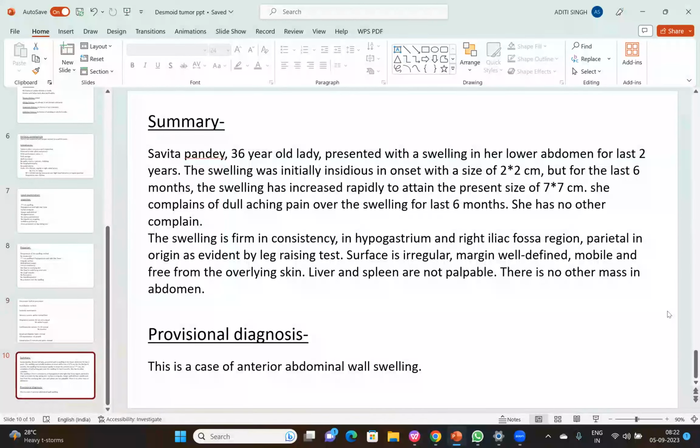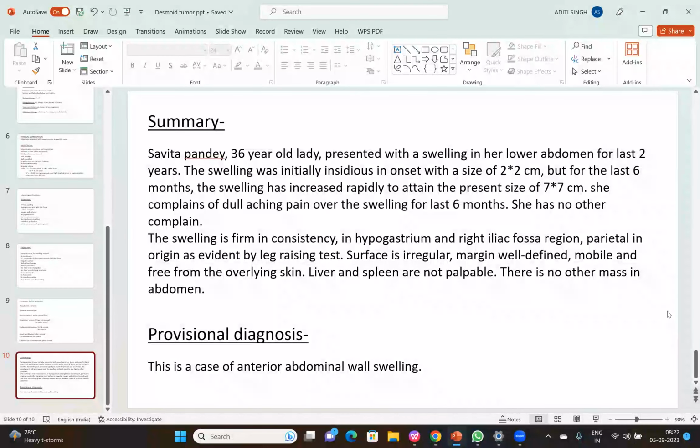Summary. Savita Pandey, 36-year-old lady, presented with a swelling in her lower abdomen for last 2 years. The swelling was initially insidious in onset with a size of 2 into 2 centimeters, but for the last 6 months, the swelling has increased rapidly to attain the present size of 7 into 7 centimeters. She complains of dull aching pain over the swelling for last 6 months. She has no other complaint.